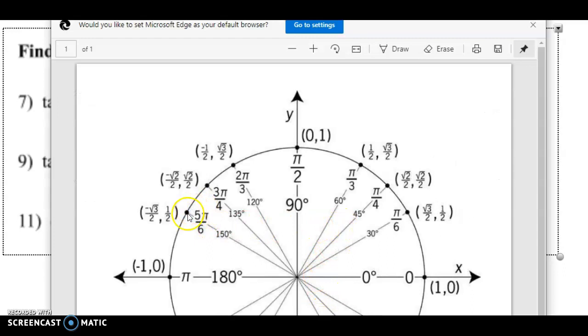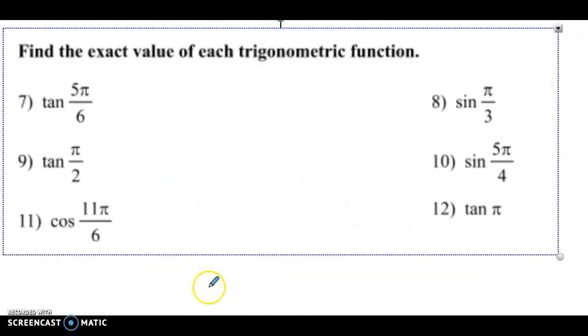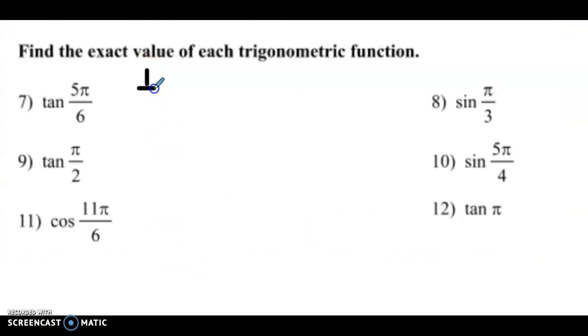And tangent of 5 pi over 6, there's 5 pi over 6. The coordinates are negative square root of 3 over 2, 1/2. So that's the x value, that's the y value. And if you remember, in the last unit, we did tangent to be the sine, or the y value, over the x value. So that's what I'm going to write. So let me go back to my chart here. So I'm going to write 1/2 over the negative square root of 3 over 2.